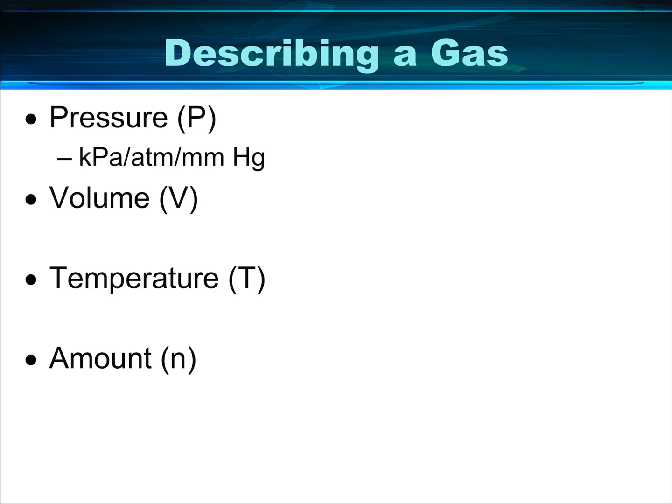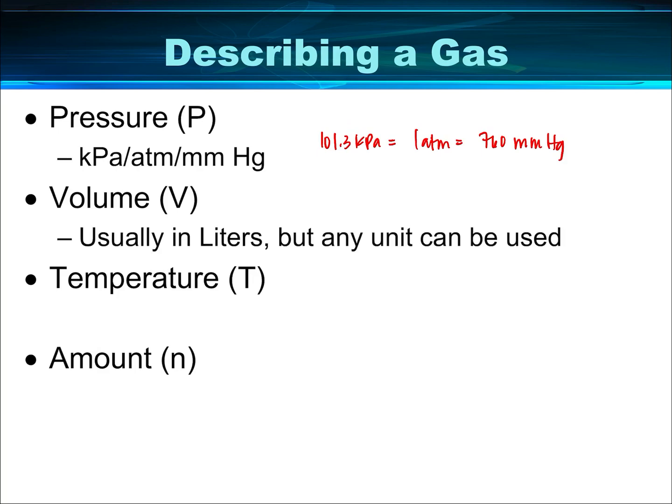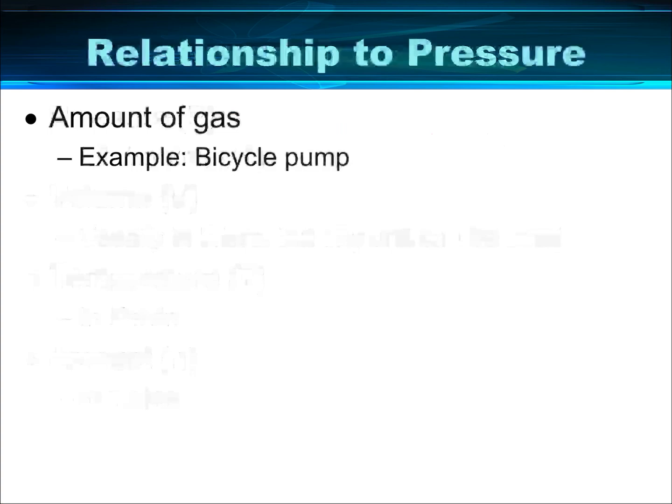So when we describe a gas, we use 4 variables. Our pressure will be in kPa, atmospheres, or mmHg. Remember that 101.2 kPa is equal to 1 atmosphere, which is equal to 760 mmHg. Volume will be in liters, but any unit can be used actually. Temperature will be in Kelvin, and n is our number of moles. These are important units that we use as we go through these problems.